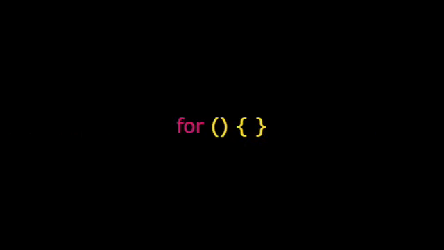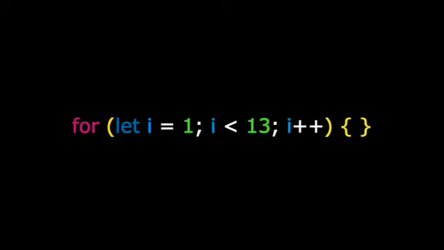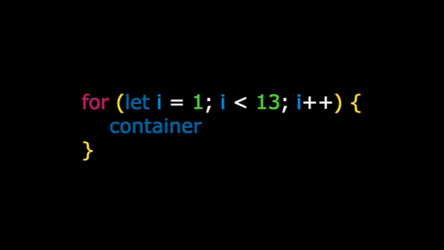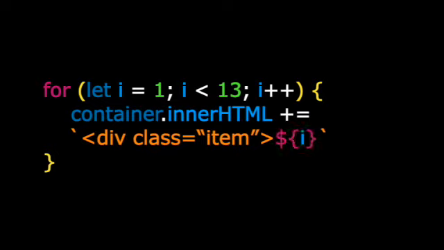Type in a simple for loop for 12 items, where your loop starts at 1, your i is less than 13, and your i uses the increment operator. In the loop, use your container variable and add innerHTML and the addition operator. In the template literals, code in a div with class equal to item.